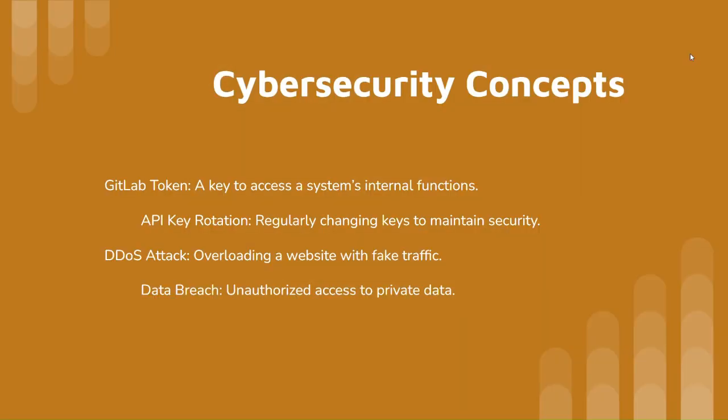Now, let's simplify some of the key cybersecurity terms. So, a GitLab token acts like a digital key that gives access to internal systems. A best practice, which was not followed here, is API key rotation, meaning regularly updating these keys to prevent unauthorized access. A DDoS attack floods a site with fake traffic to overwhelm it, and a data breach is when sensitive information is accessed without permission.